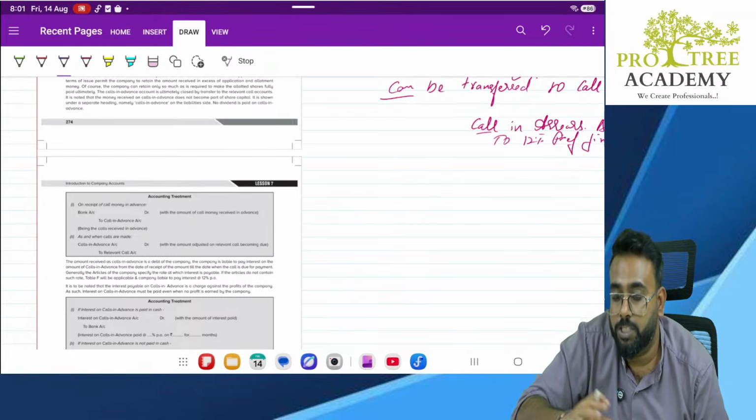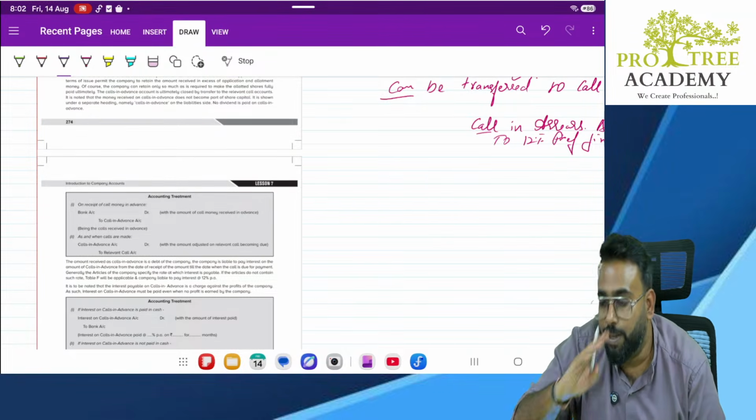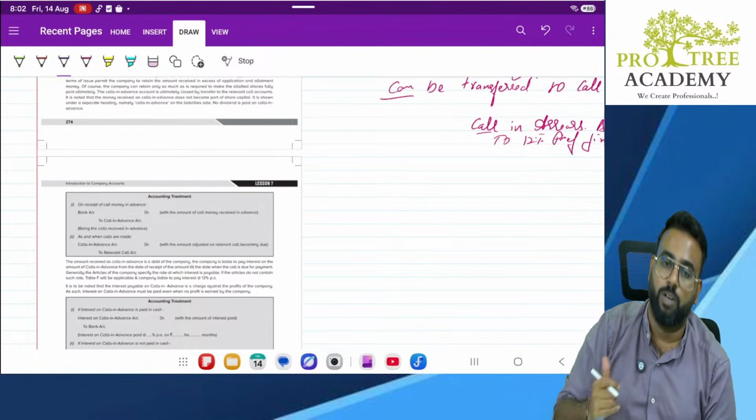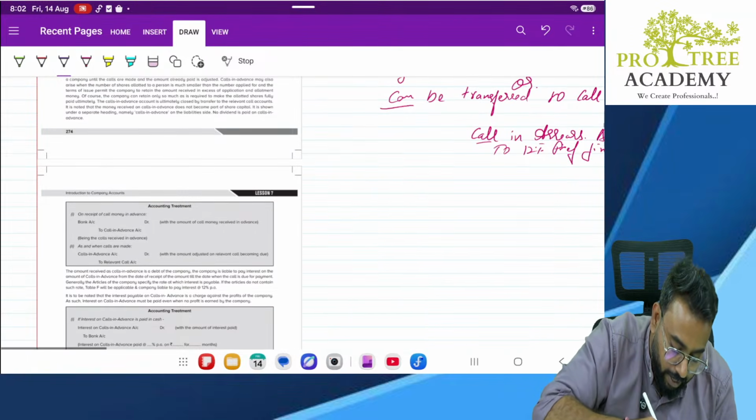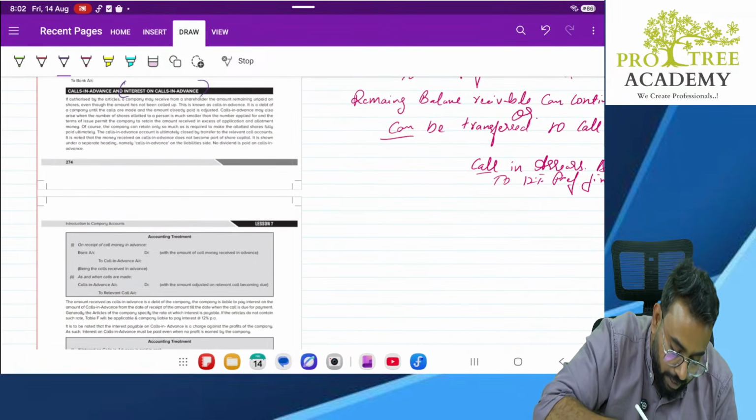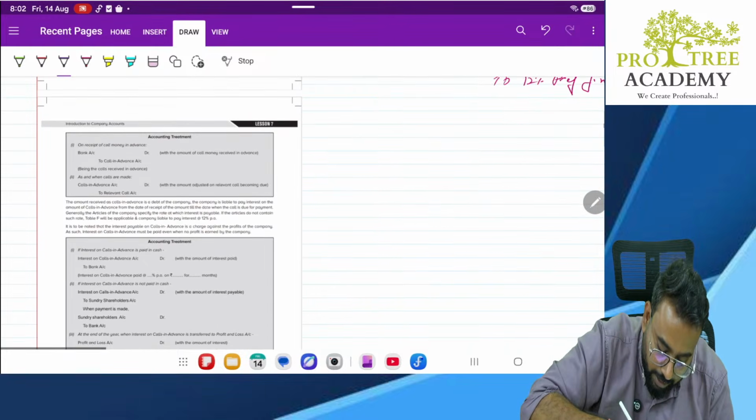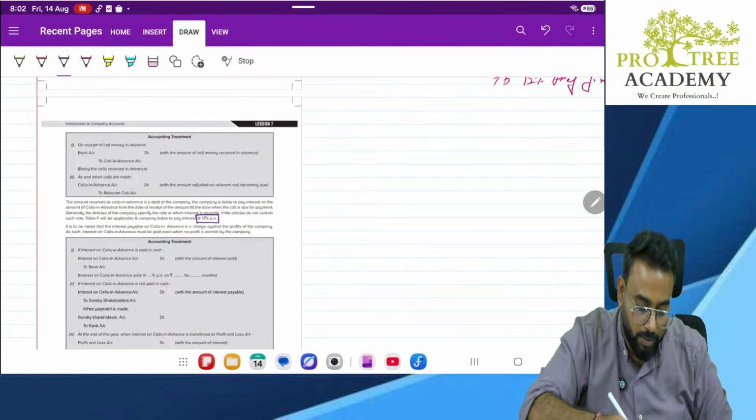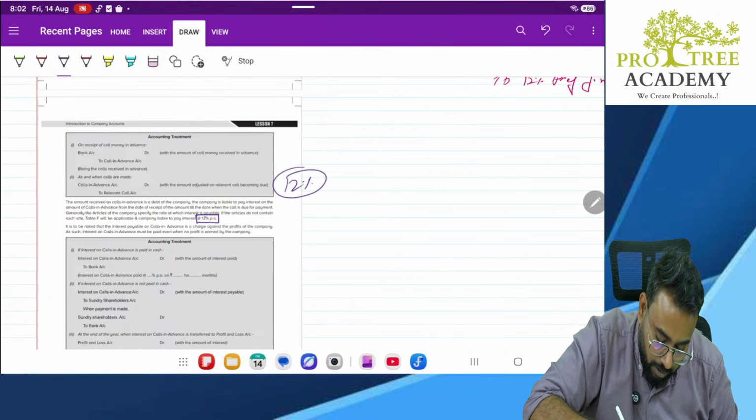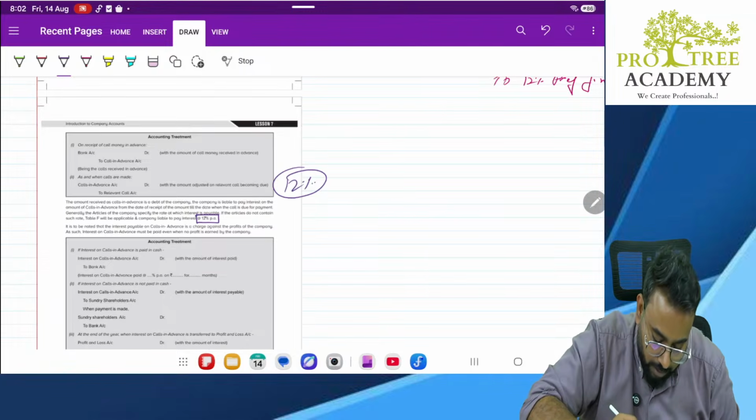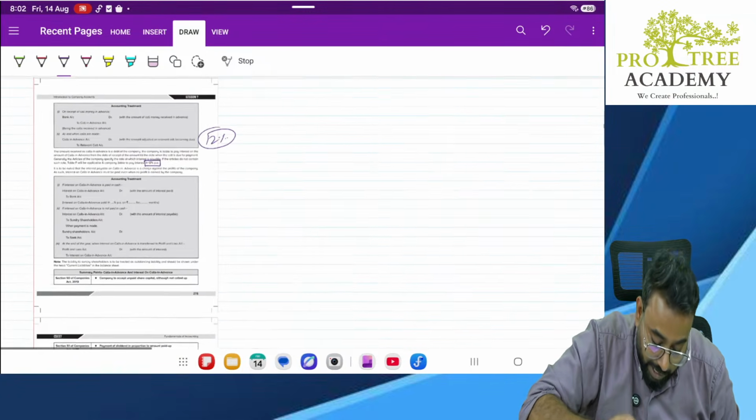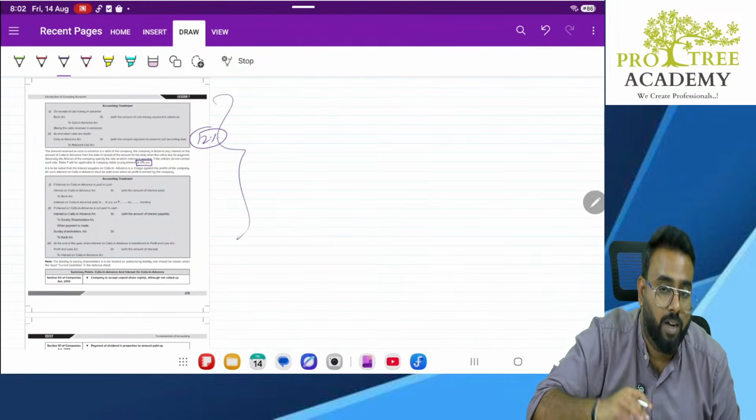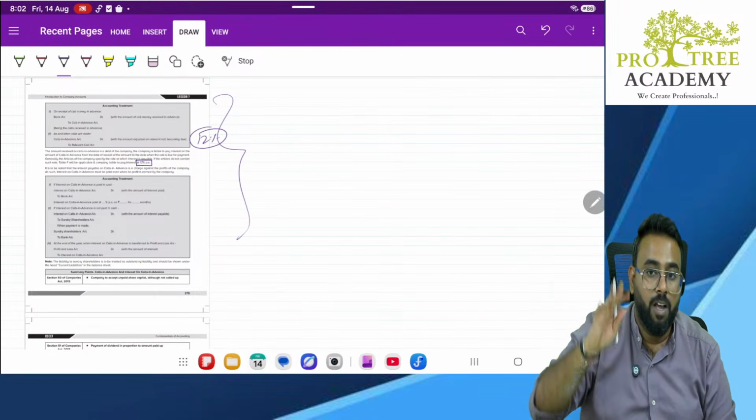So, because you are receiving the money in advance and using it in the business, please pass on some benefit to the shareholders. That is why you can pay interest. You can pay interest on calls in advance and that interest should not be more than 12%. So you can pay at max 12%. Clear? Okay.